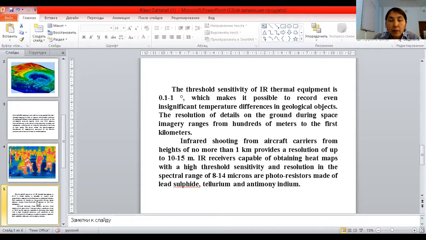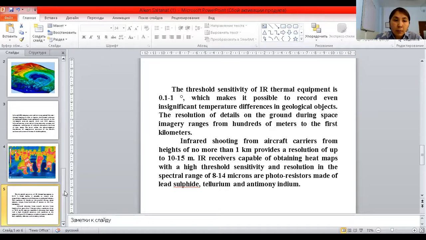Infrared shooting from aircraft from heights of no more than 1 kilometer provides a resolution of up to 10 and 15 meters. Infrared receivers are capable of obtaining heat maps with a high threshold sensitivity and resolution in the spectral range. And they are photoresistors made of lead sulfide and indium.